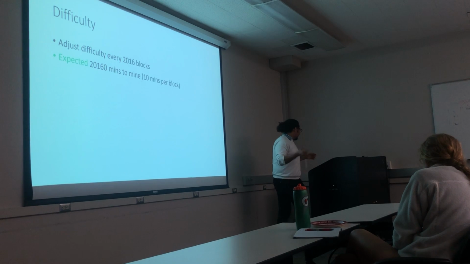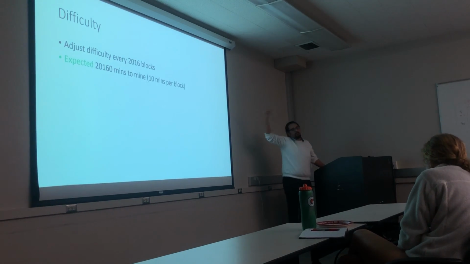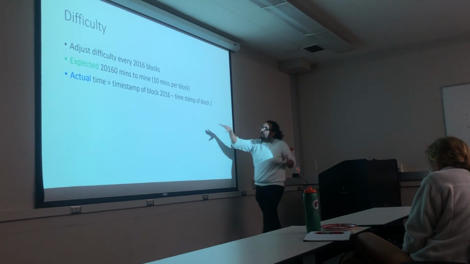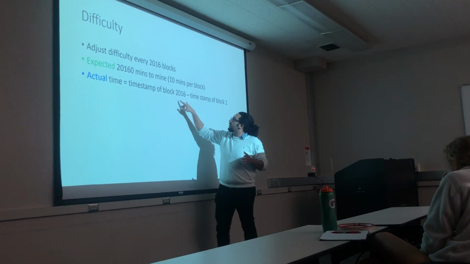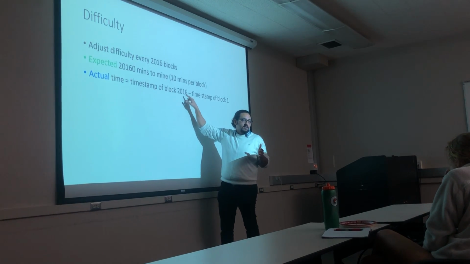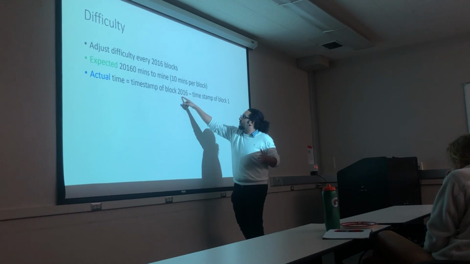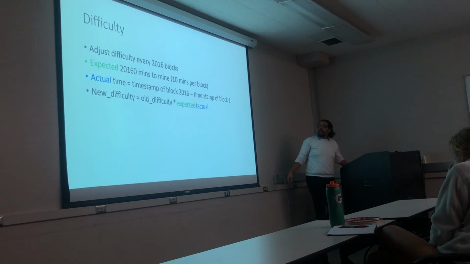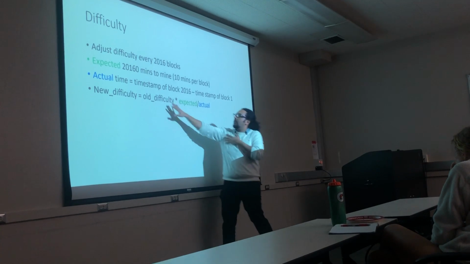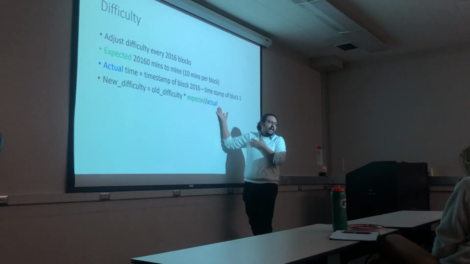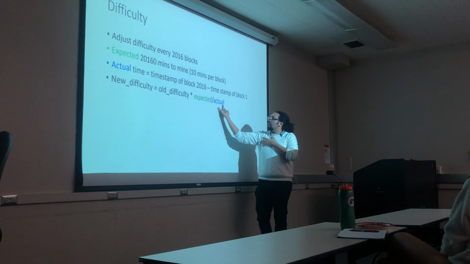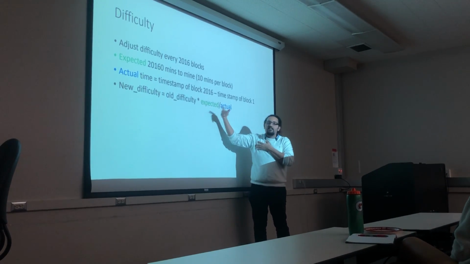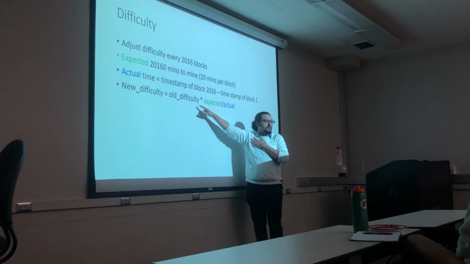So by doing that, what we can do is to say, okay, take the current difficulty and multiply it by 2. You can calculate the actual time that was taken to compute 2016 blocks. It's basically the timestamp of block 2016 minus the timestamp of block 1. And then say that the new difficulty equals the old difficulty multiplied by the expected over the actual. So basically, if the actual time is much less than the expected, one week, and this was two weeks, the new difficulty will be 2 times the old difficulty.